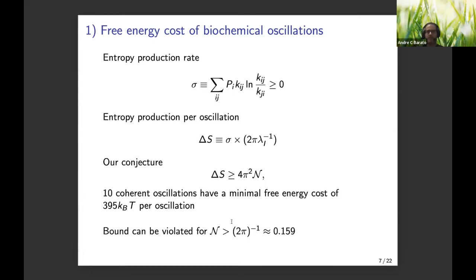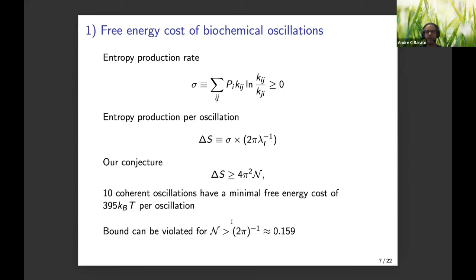The other one would be the entropy production. So we want to look at the entropy production rate, which is this formula that I guess everybody here should know. Again, the number of coherent oscillations is a dimensionless number, so we probably want to look at a dimensionless number for the entropy. The entropy production has dimension of 1 over time, of course. So we look at the entropy production during a period. Delta S is going to be, if I multiply sigma by 2 pi λ_I to the power of -1, which is the period of oscillation, how much entropy is produced during one whole oscillation of the system, okay?